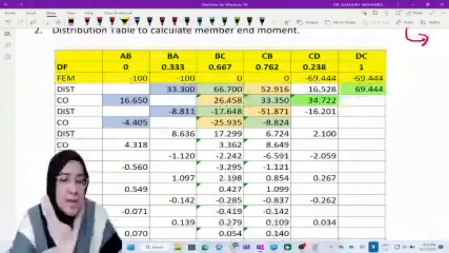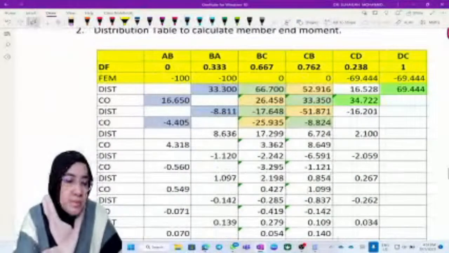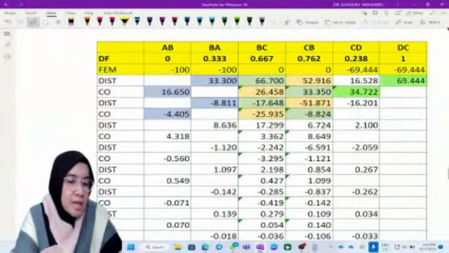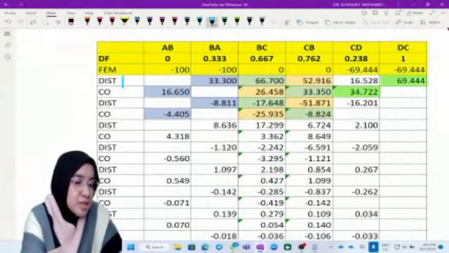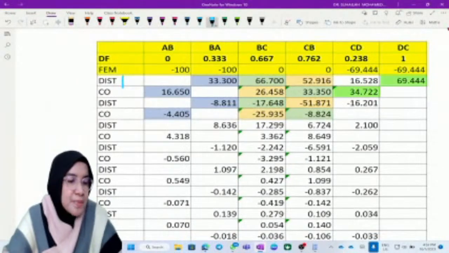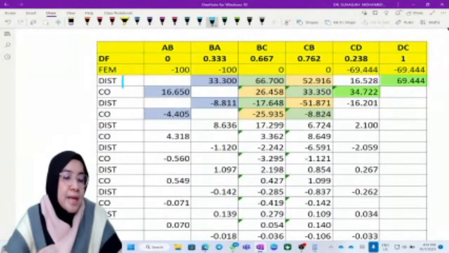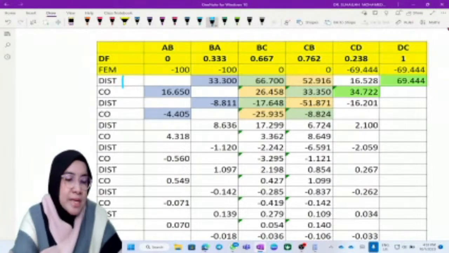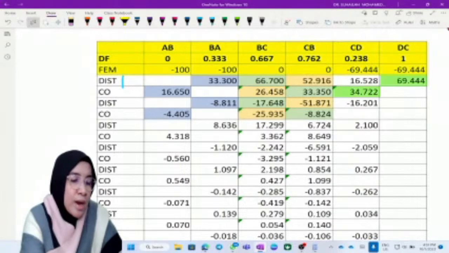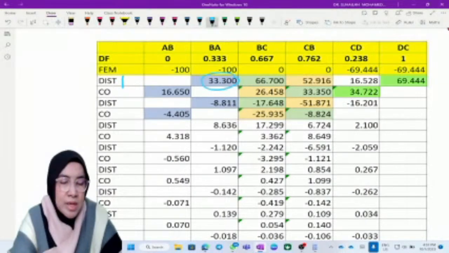We start the first distribution. For AB, since the factor is 0, we leave it blank. For joint B, we have negative 100 and 0, which means the joint moment is 100. So 100 times 0.33 times 0.6 is equal to 6.7.